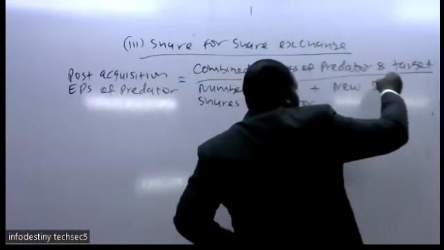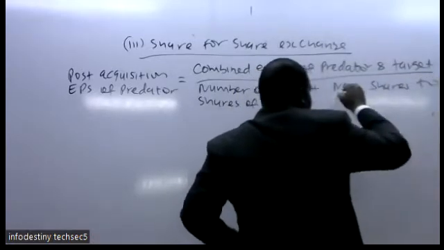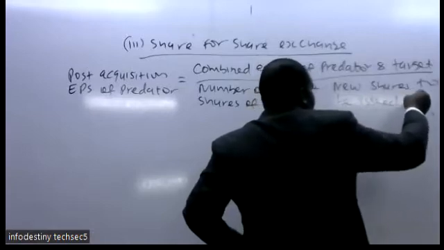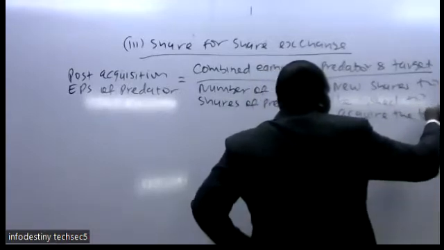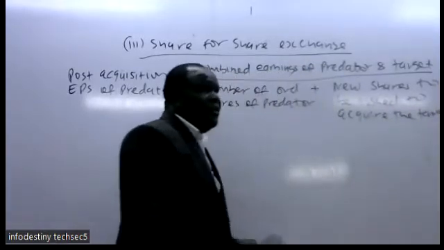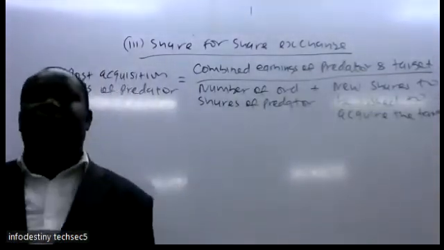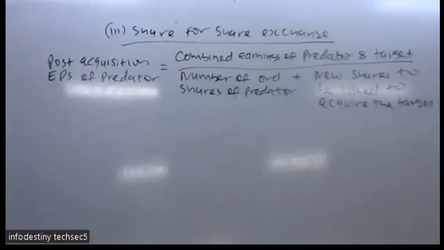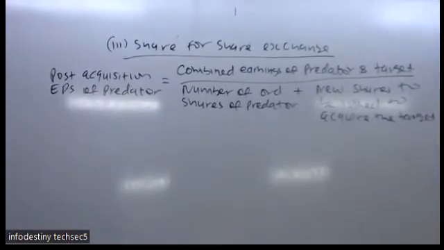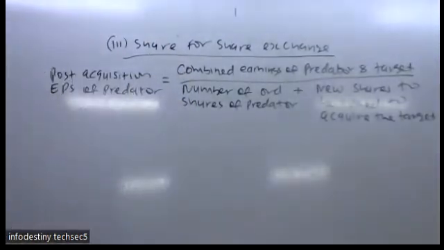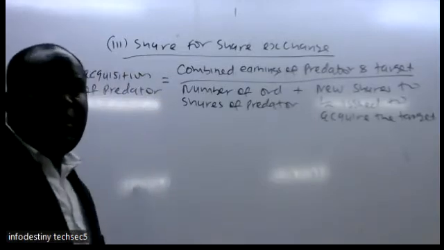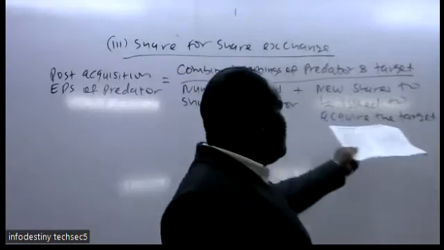New shares to be issued to acquire the target. So when you want to compute the earning per share of the predator, you simply come up with the combined earnings of the predator and the target. We divide by the number of ordinary shares of the predator, then we add new shares to be issued to acquire the target. So the key item is now how to get the new shares to be issued.